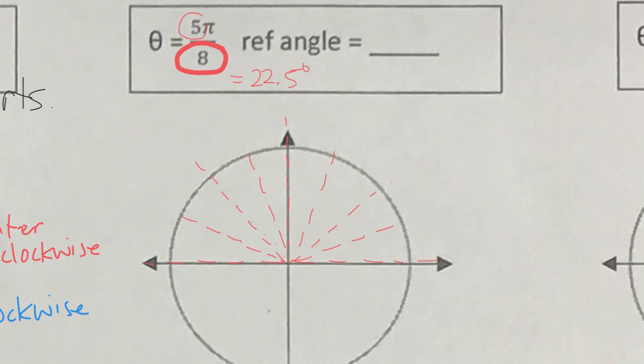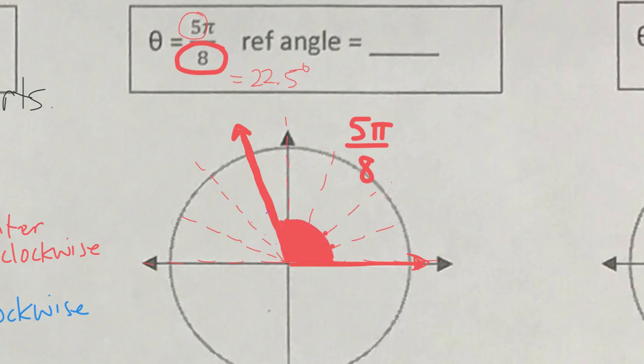Okay, we're looking at taking 5 out of these 8 slices. So we're just going to count starting at the positive x-axis. So our first angle is always formed here, our initial side. And then we're going to count up to 5. 1, 2, 3, 4, 5. So this is where we're going to end here. This is a 5 pi over 8 radian angle measure.